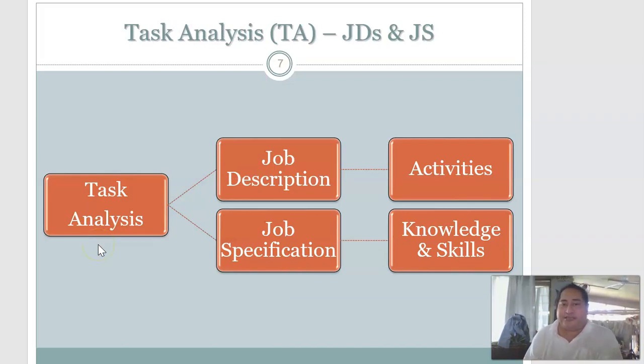Okay, let's look at task analysis. The task analysis helps you deduce and design a job description and job specification. What task analysis basically is, is dissecting a particular job into different tasks and analyzing it, which means you have to do research. Like when I said, when a waiter takes an order, what are a few things that she should do?